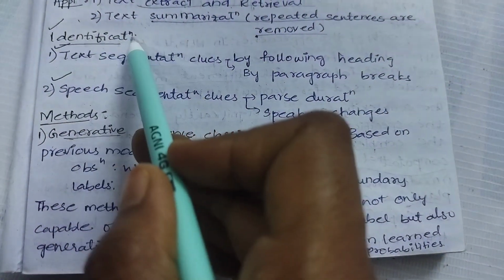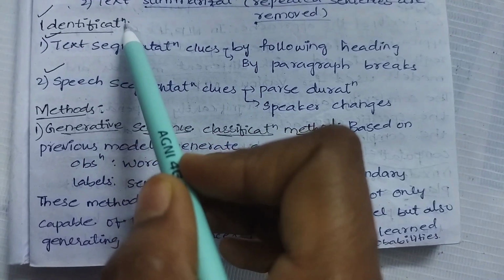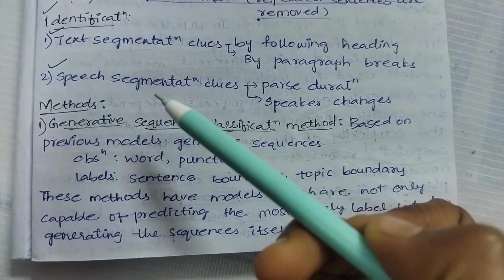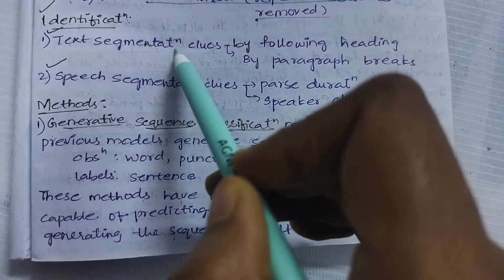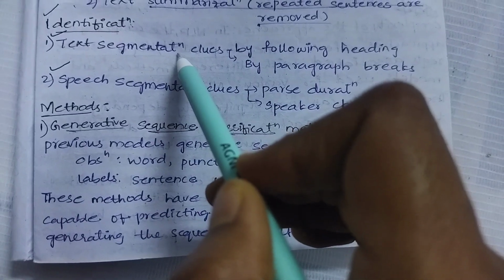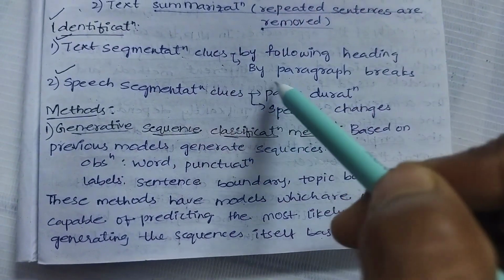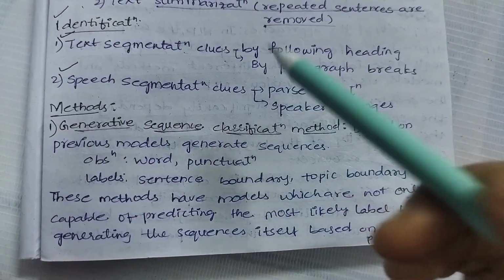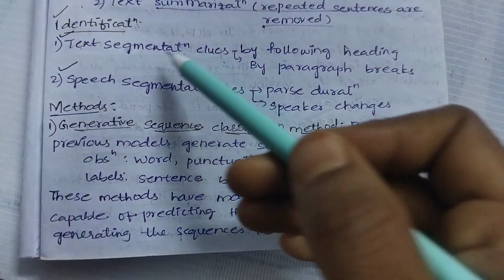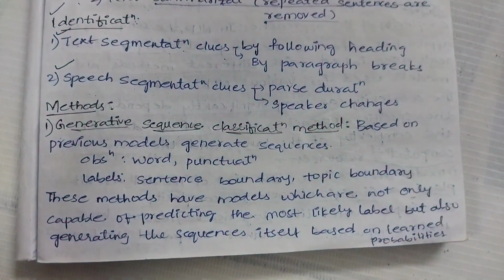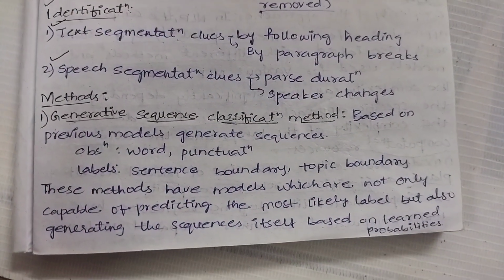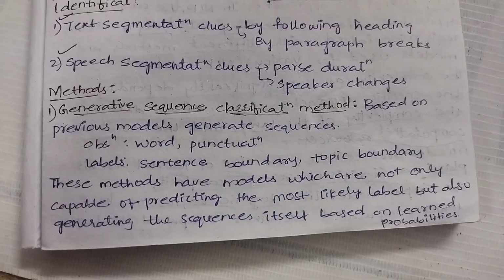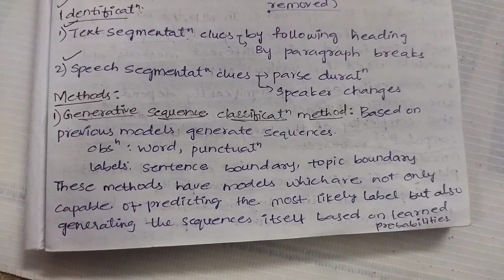We have the identification concept. It is the process of identifying text segmentation or speech segmentation. For text segmentation, we have clues like paragraph breaks and following headings. For speech segmentation, we use pauses, duration, and speaker changes, with symbols breaking at punctuation marks.